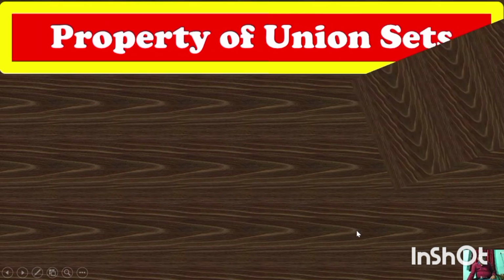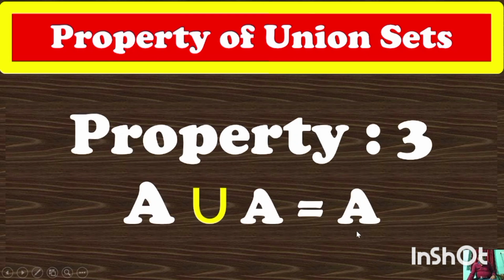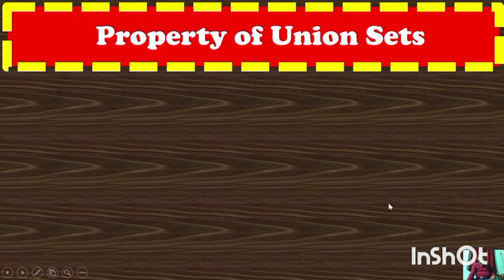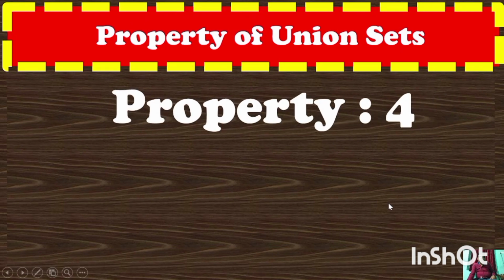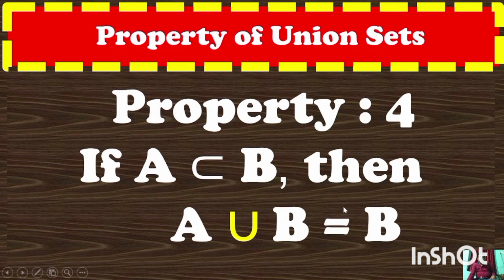Now, another property of the union set you see: A union A is equal to A. It means the union of every set with itself is the set itself, right? Another property, property 4: if A is a subset of B, then what would A union B be? A union B is equal to B. If A is a subset of B, then A union B is equal to B.